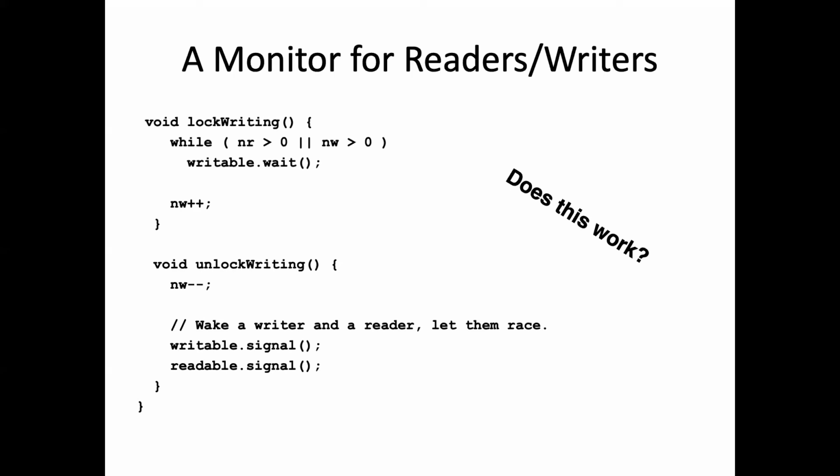I tried to hide it by lying to you a moment ago. And the place where I lied is down here. I didn't really lie, I just said it in a way that was a little misleading. If the last writer leaves, well, now it's okay for another writer to go ahead, or it's okay for a reader to go ahead. Well, it's not just okay for a reader to go ahead. If the last writer just gave up access, then all the readers could go ahead. So this we could replace by broadcast if we wanted. When the last writer gives up access, all the readers could go ahead and have access if they wanted.